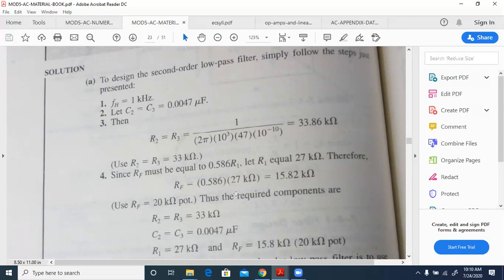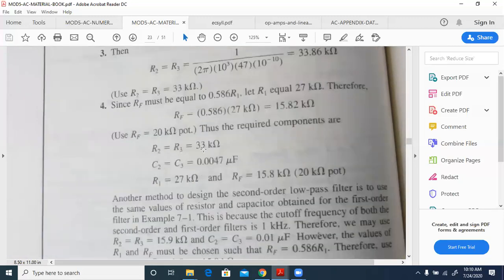Okay, find RF, which corresponds to whatever he has chosen, 27 kilo ohm. For that, he is getting 15.82 kilo ohm. This is not available, therefore he is using a 20 kilo ohm part. All the values he is putting over here: R2, R3 is 33 kilo, C2, C3 is 0.0047 micro, R1 is 27 kilo, RF he has found to be 15.8, which is solved by using a 20 kilo ohm part.